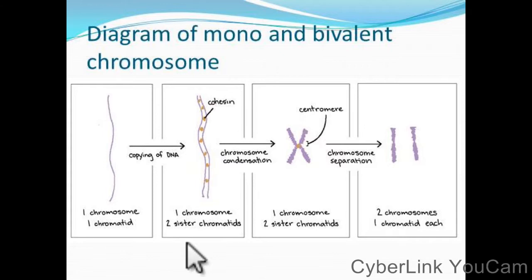Now, during chromosome condensation, these chromatids bend, and so there is one chromosome with two sister chromatids, and after the chromosome separation this leads to two chromosomes with one chromatid each.